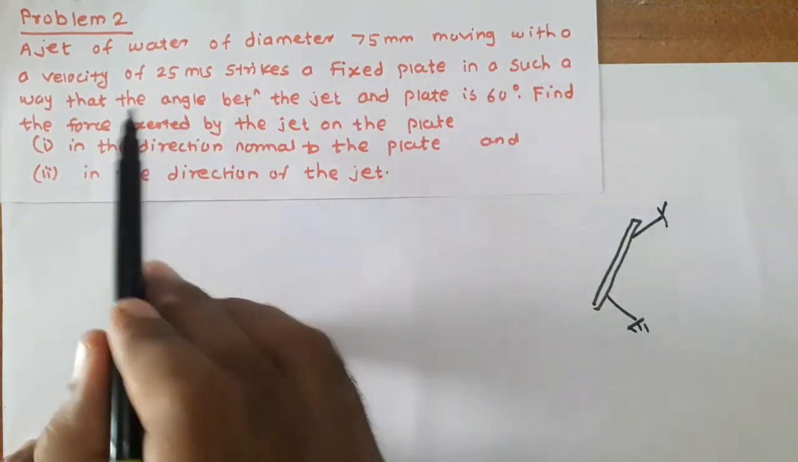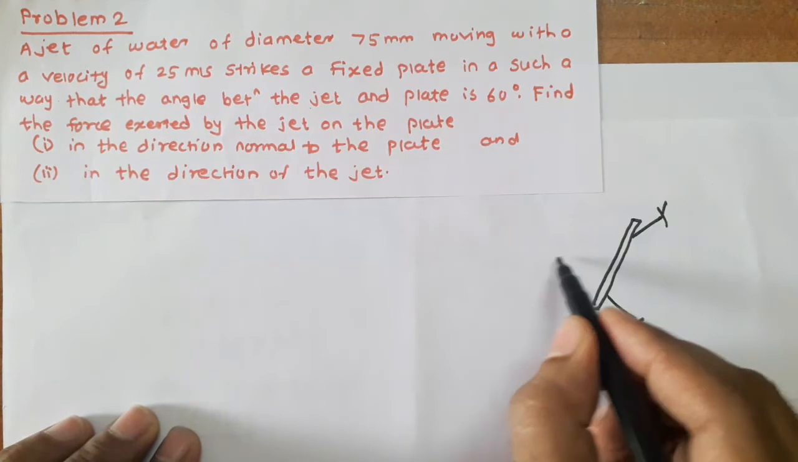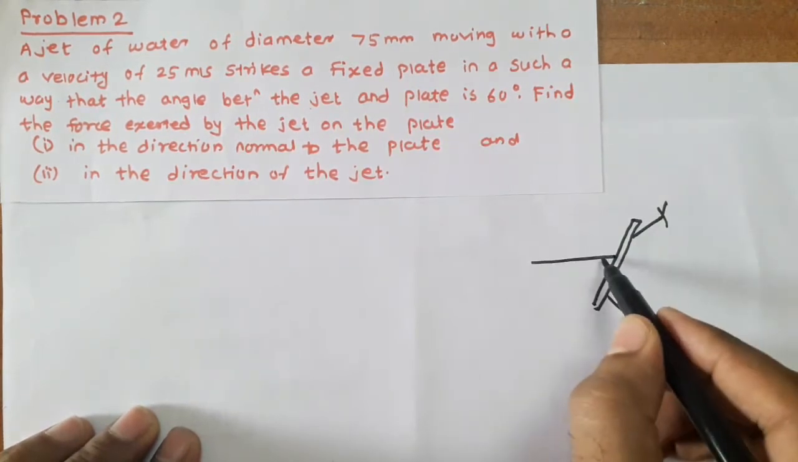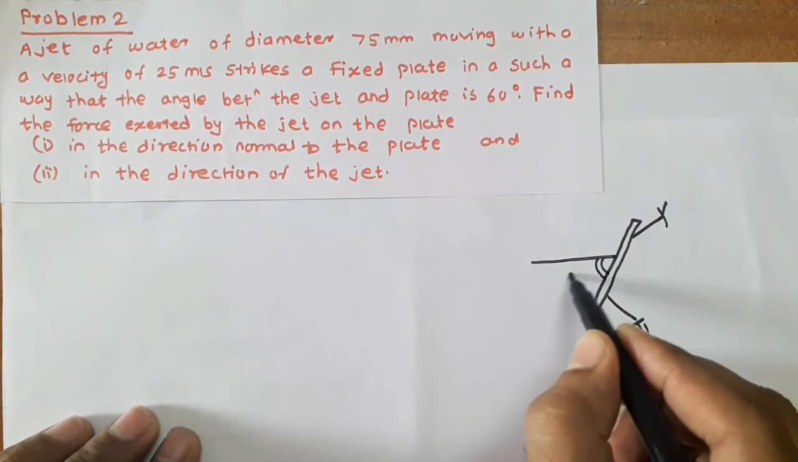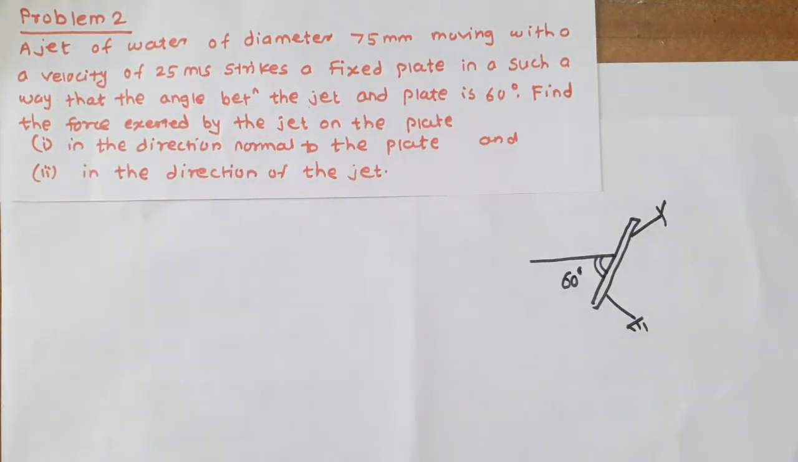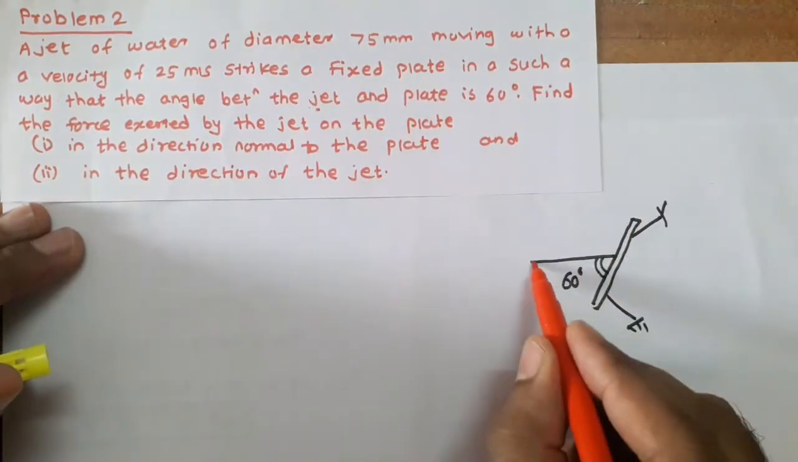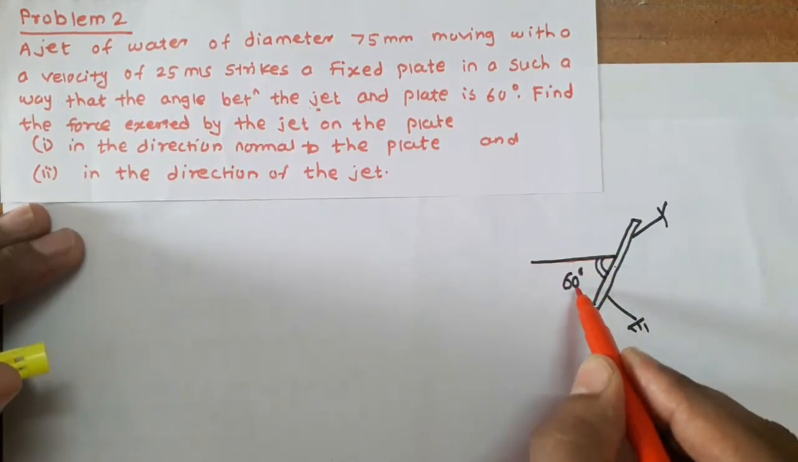The plate is fixed in such a way that the angle between the jet and the plate is 60 degrees. The plate is inclined to the jet, and in this case this angle is given. This angle is 60 degrees because it is the angle made between the jet and the plate. So this is the jet and this is the plate, and this angle is 60 degrees.